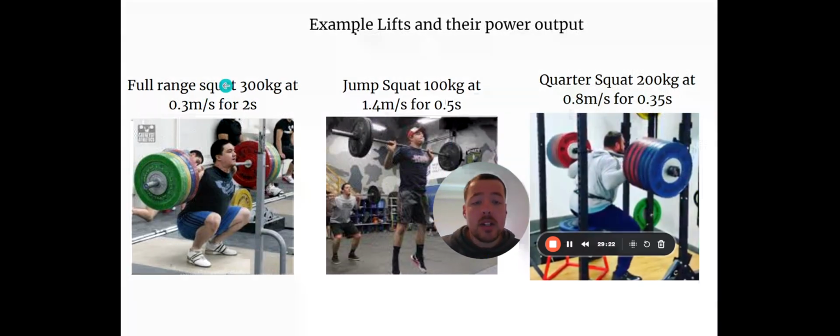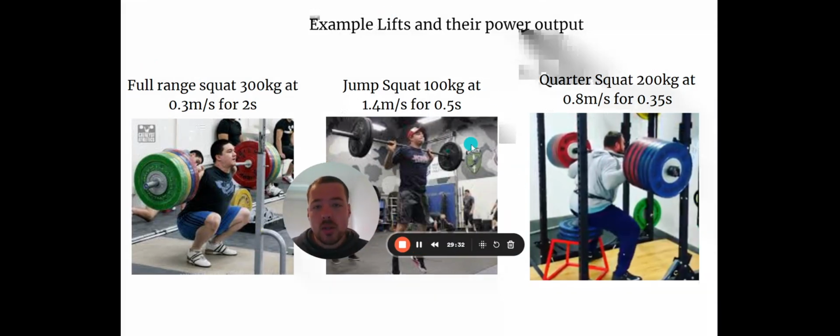If you're doing 300 kilos, it's near maximal effort. You're probably moving it around 0.3 meters per second, and it might take you 2 seconds to do, okay, if you're truly maxing it out. If we take a jump squat, load it up to 100 kilos, but you can move it quicker and it takes less time. Or a quarter squat, so if we squat to a high box at a heavy weight and it doesn't take us as long because you don't have to move it as far, okay? You can just bounce up and down on top of that box.